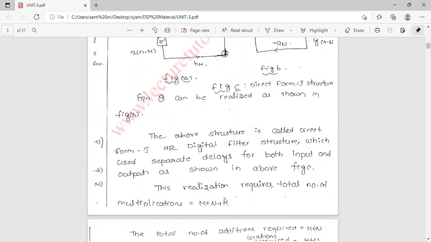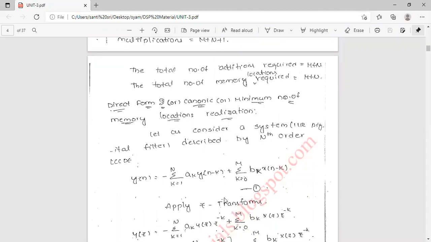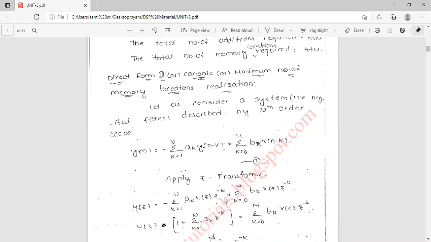Next, coming to the second one, it is direct form 2. Direct form 2 is also called canonic or minimum number of memory locations realization. So let us consider a system, that is an IIR digital filter described by an nth order LCCDE, the linear constant coefficient difference equation, which is the same equation.